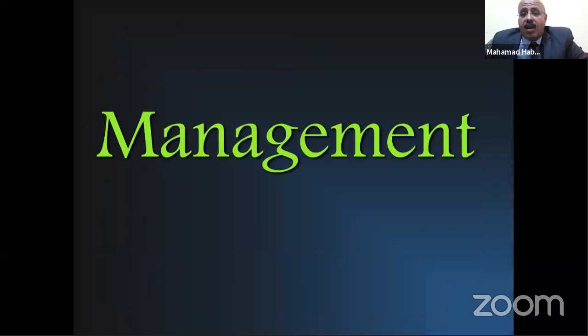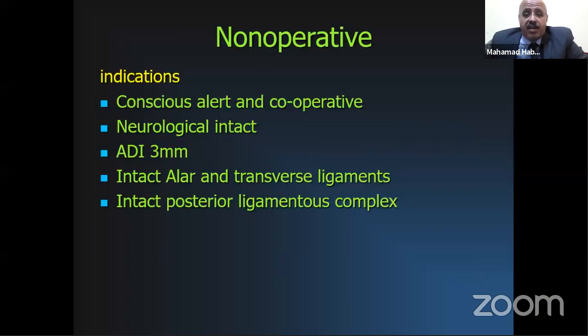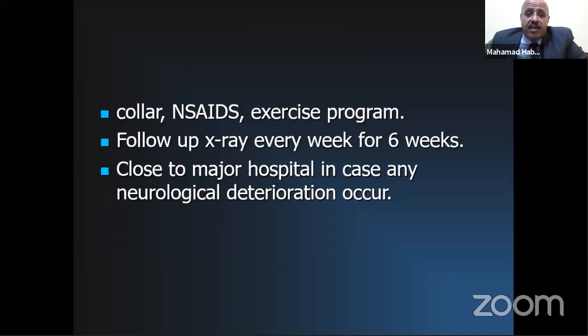Management. How to manage such cases? Non-operative first. Indication: conscious, alert, and cooperative patients is important. Neurologically intact, of course. Atlantodental interval 3 mm, not more. Intact alar and transverse ligaments. Intact posterior ligamentous complex. The options you can get: collar, Philadelphia or rigid collar, Duchenne piece, non-steroidal anti-inflammatories, exercise programs, follow-up X-ray every week for 6 weeks, close to a major hospital in case any neurological deterioration occurs.